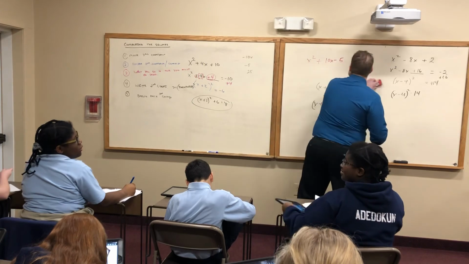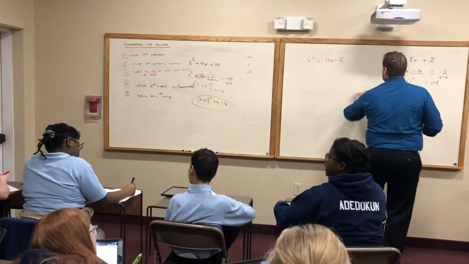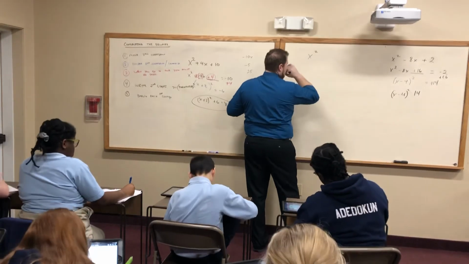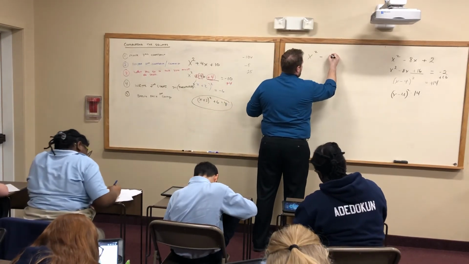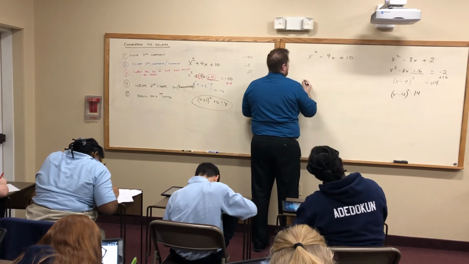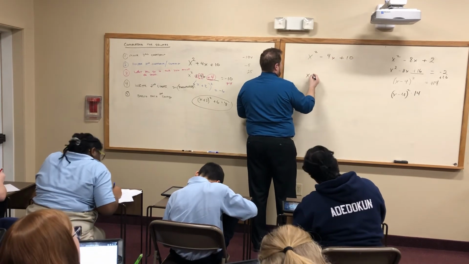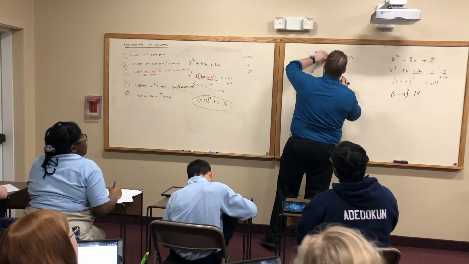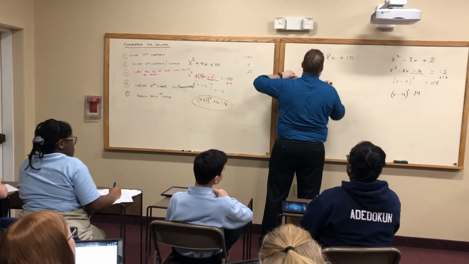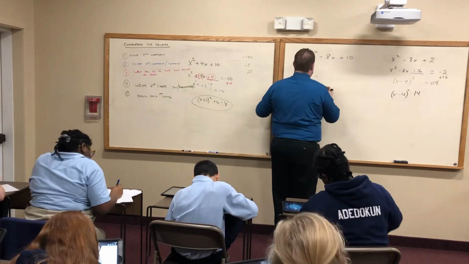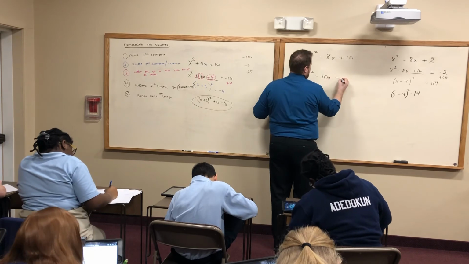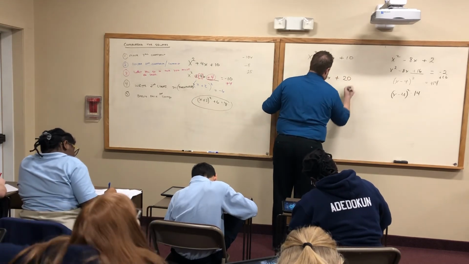All right, write these 5 problems down real quick, please. x squared minus 4x plus 10. Wait, did we just do that? We did. Let me just give you 6. Sorry, guys. Yeah, 8. Excellent. Do this one: x squared minus 10x plus 20.